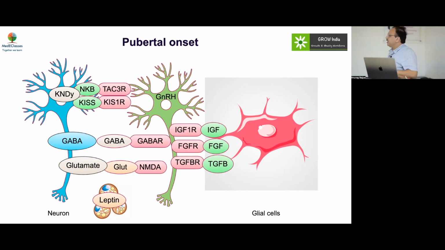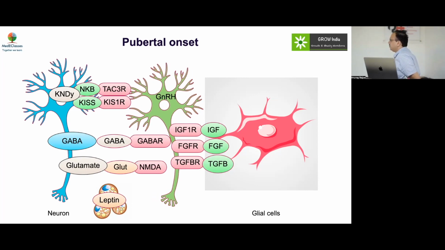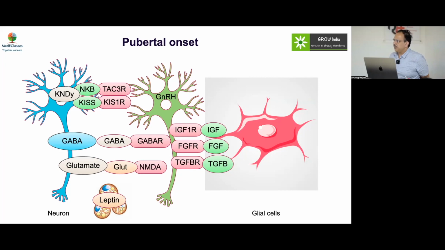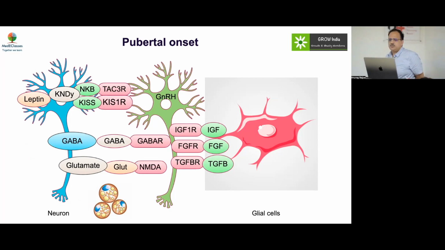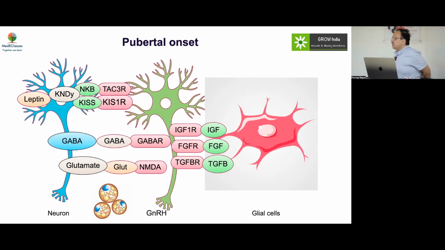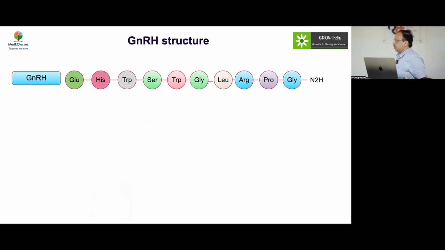So just to summarize the pubertal onset, your GABA is going to really inhibit everything, the KISS, the KNDY, the glutamate, and GnRH is sleeping. Now, once the GABA process is disrupted, your kisspeptin starts emerging and you have enough leptin. Kisspeptin will start acting on the KISS1 receptor. It will cause GnRH neurons to stimulate. GnRH comes out and you have a pubertal onset.